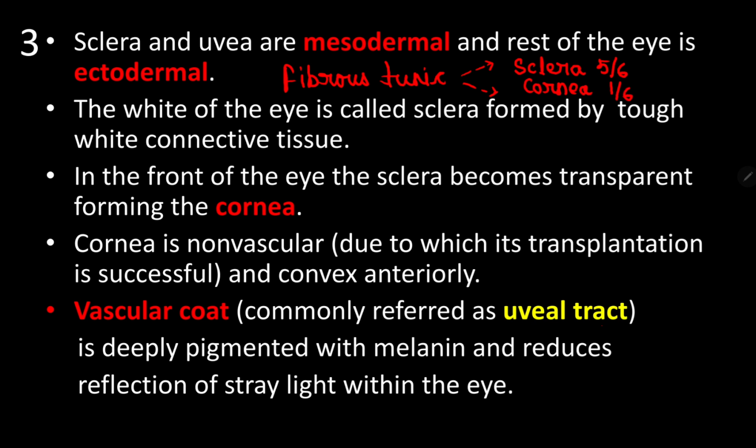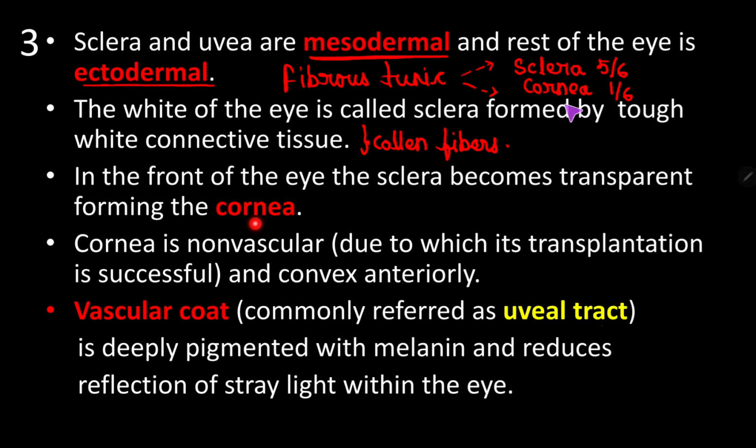So this sclera is of mesodermal origin. Except sclera and uvea, and we'll see what uvea is, everything remaining in our eye is of ectodermal origin. Our sclera is of mesodermal origin, and it is a white colored layer. It's a tough layer, a connective tissue layer. Why? Because it's rich in collagen fibers. Because of the presence of these white collagen fibers, they are going to protect our eye.